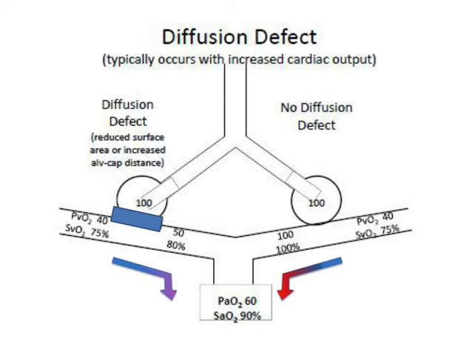Okay, what about diffusion defect? This usually does not cause hypoxemia at rest, but as you will recall from the E-lecture on diffusion, anything that increases the rate of blood flow through the lungs can unmask a diffusion defect.